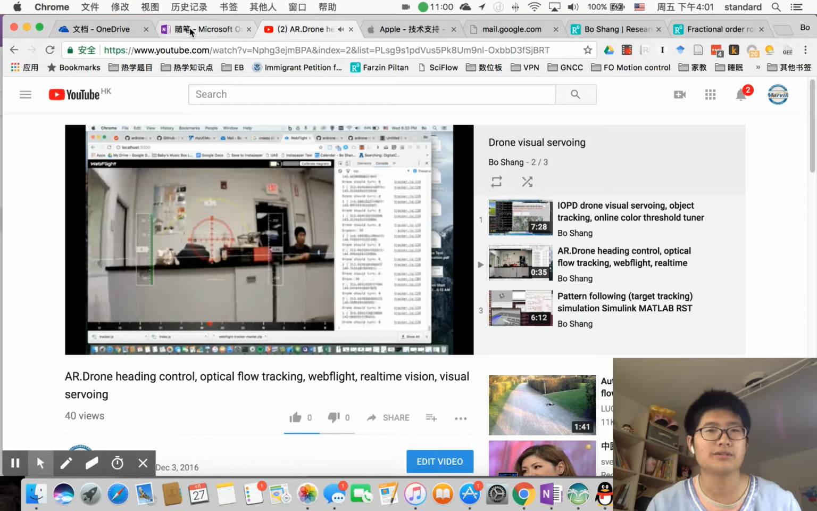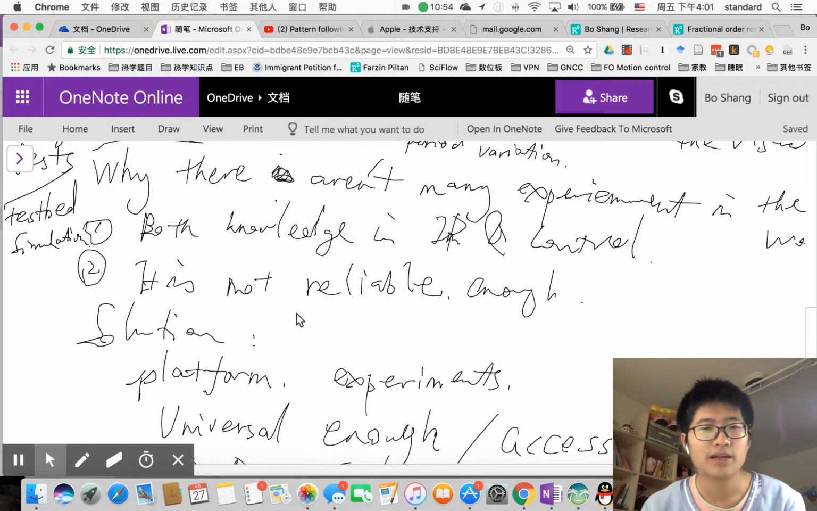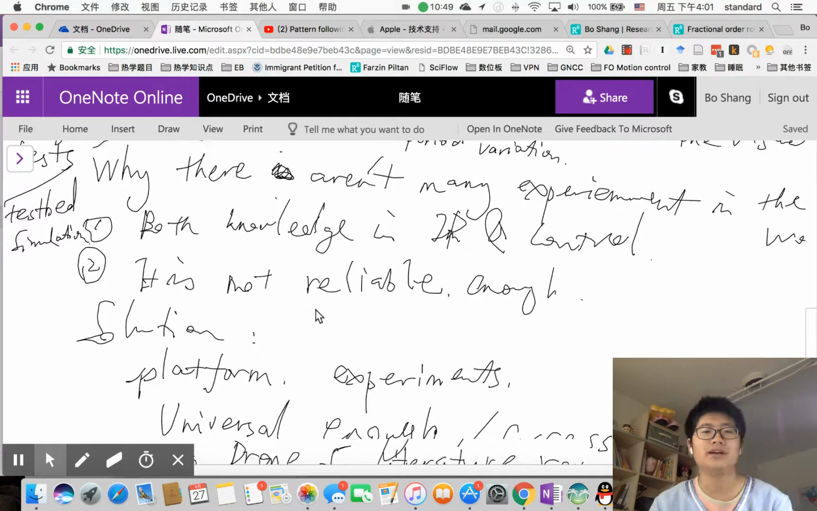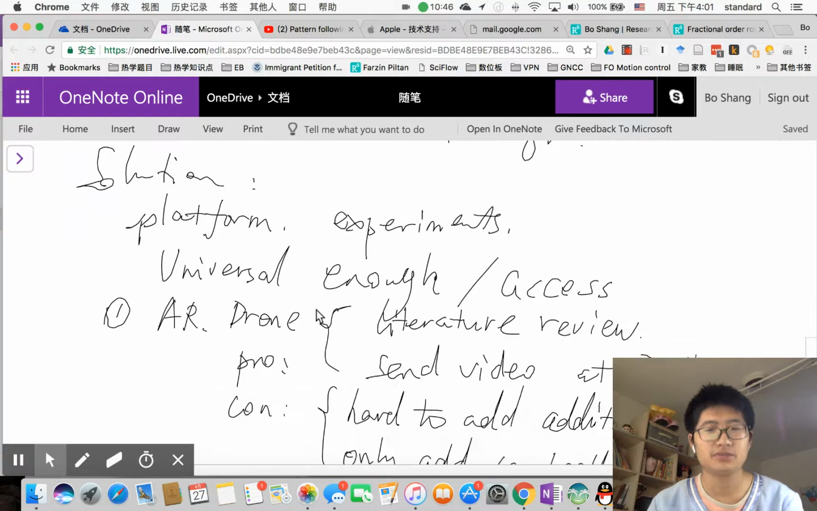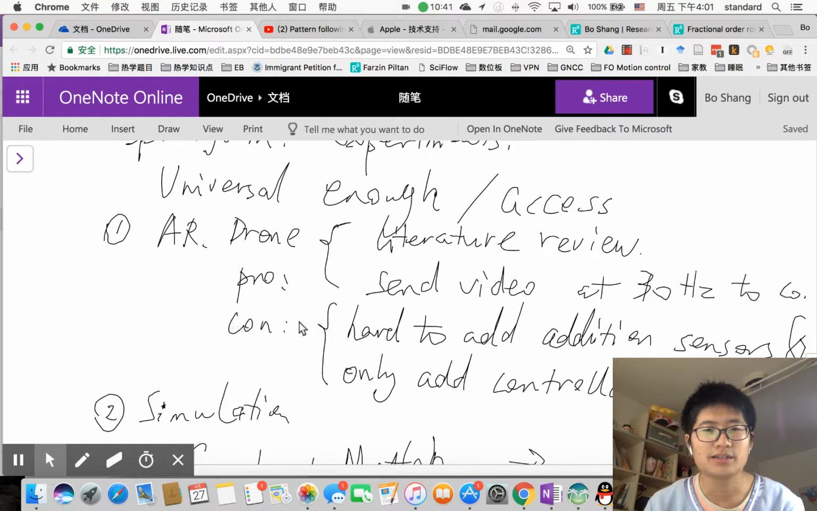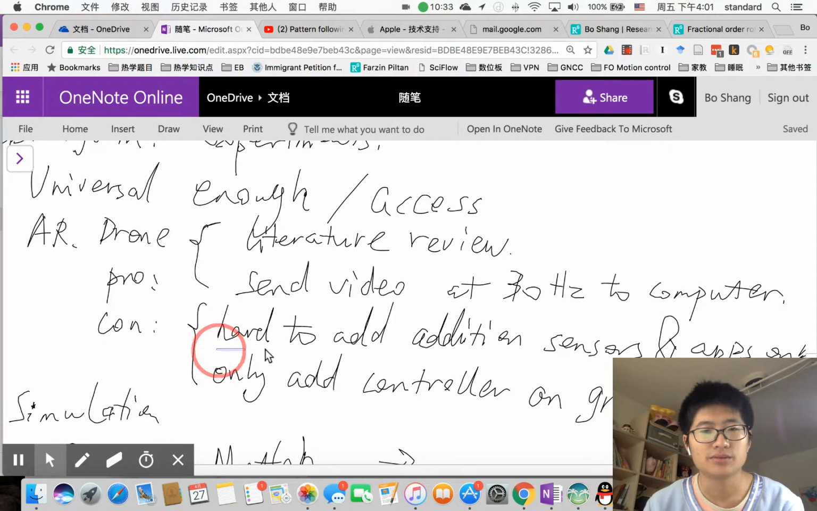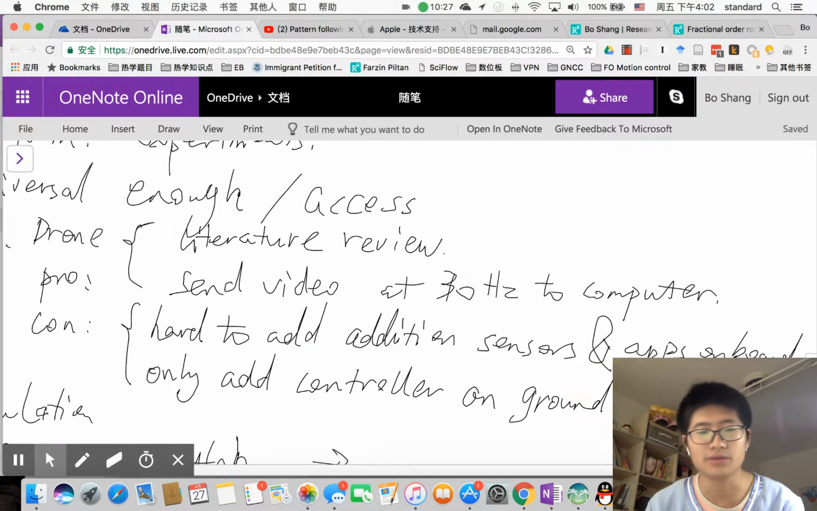But how do we comment on the AR drone platform? The AR drone platform is better and easier to use. It can provide a higher frequency of the video transmission. But it has some disadvantages. That is, with the AR drone platform, it's hard to add additional sensors and apps on board. We can only add controllers on the ground control station.